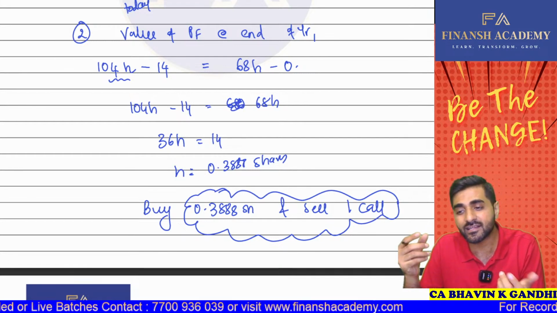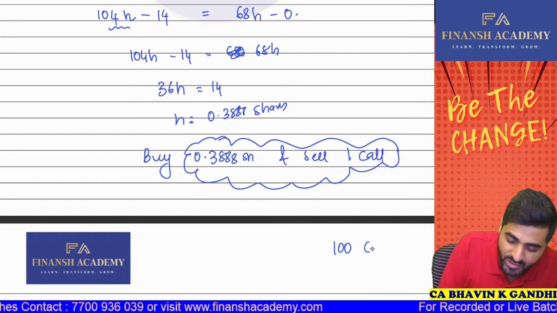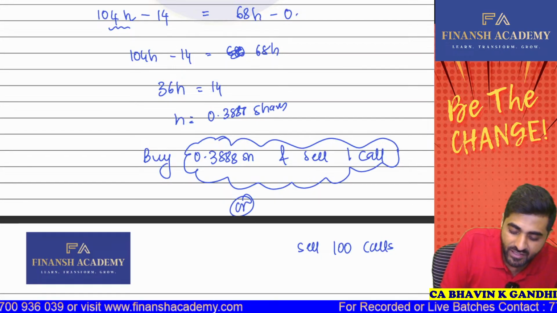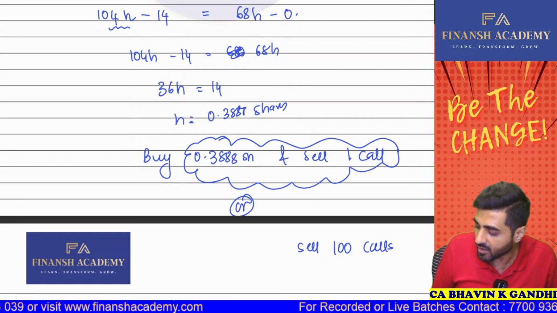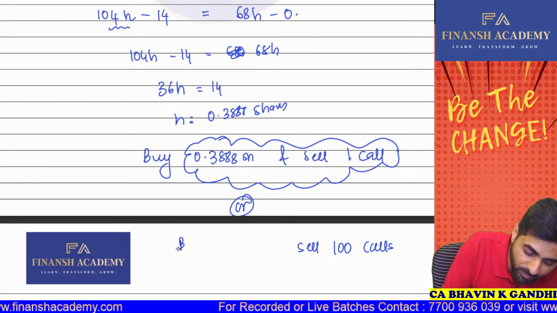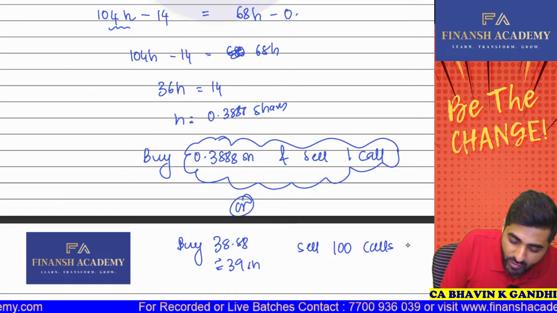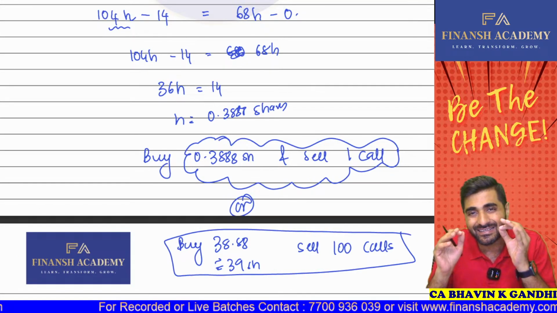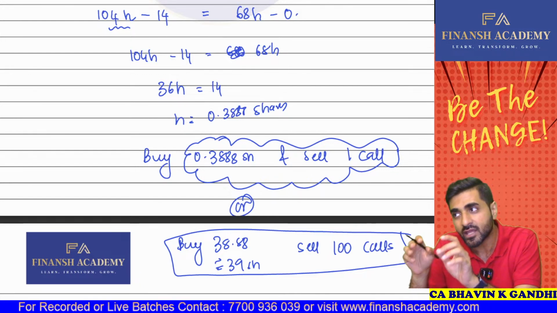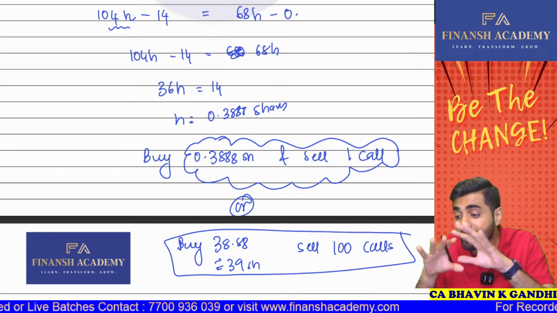Of course, now you'll wonder, okay, sir, how can we buy 0.388 shares? So for example, if for 100 calls which you want to sell, how many shares do you want to buy? This will now become 100 into 0.388888, that is nothing but 38.88. So approximately 39 shares we need to buy. So if you create a portfolio by buying 39 shares in the spot and selling 100 calls, then automatically, my dear students, your portfolio will be hedged.